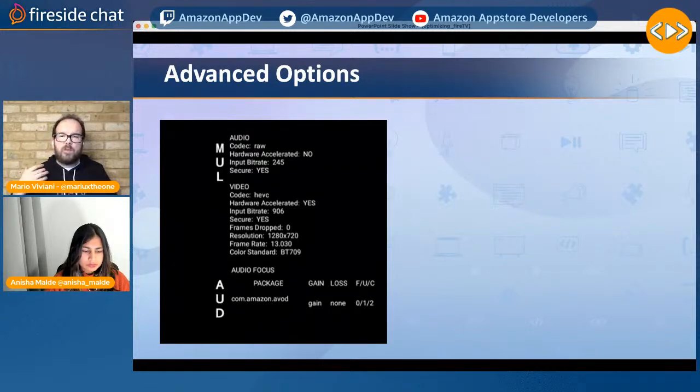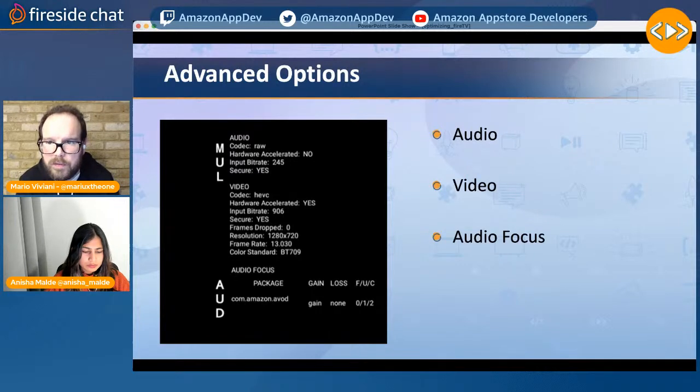What happens is that when you switch this option on, and then play media content that is using a specific codec, an additional display, titled MUL for multimedia, audio and video, and AUD for audio focus, appears on the right side of your screen. As you can see here, on top there is MUL, and on the bottom there is AUD. The information displayed in the multimedia panel is divided into three sections, which are audio, video, and audio focus.